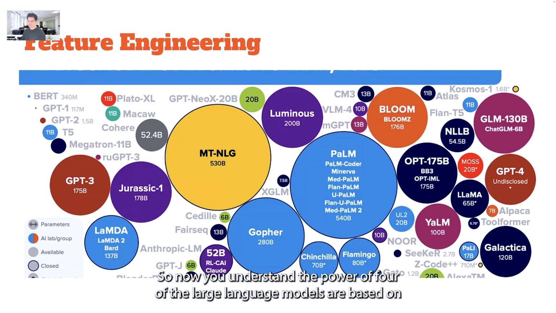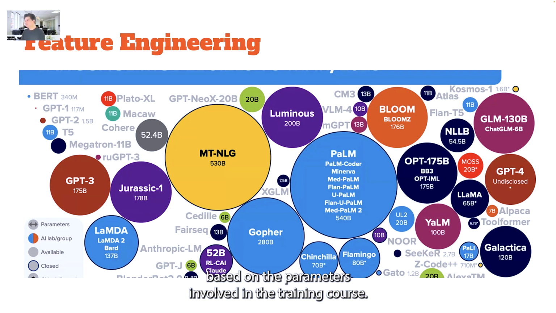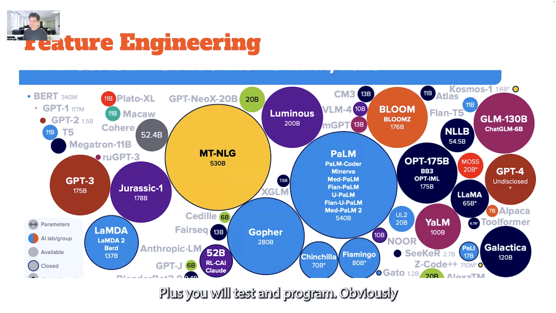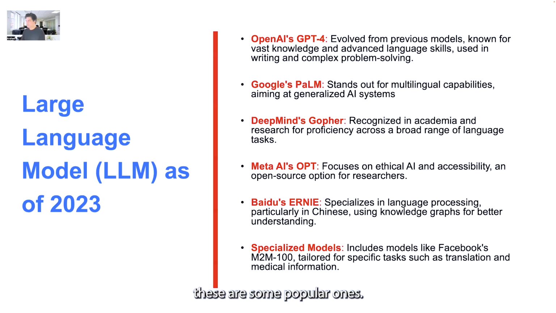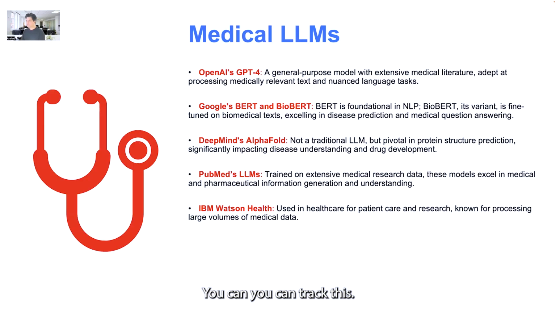So now you understand that the power of large language models is based on the parameters involved in the training phase. One of the things to consider when you make a decision is how powerful the model is. The basic things to look at are the parameters, plus you will test and program, obviously. These are some popular ones: OpenAI, Google PaLM, DeepMind. Whatever your customer's needs are, you can drive based on that.